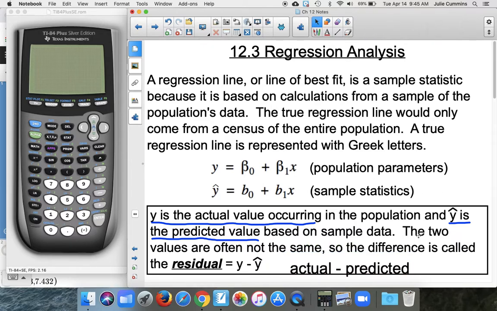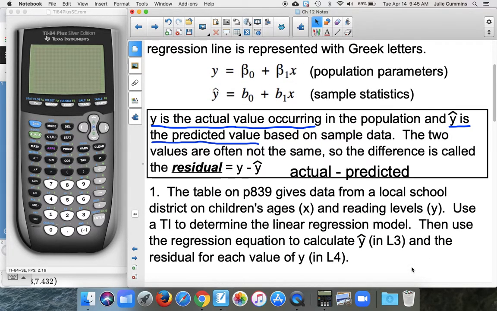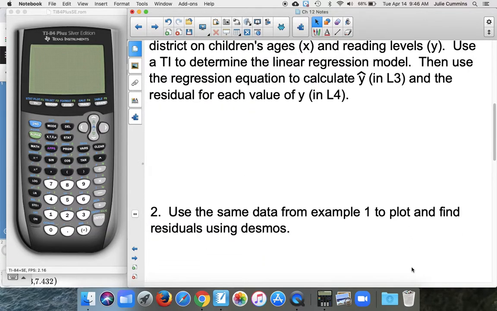I want to show you this on Desmos. Desmos does a really good job, and your calculator can do it all too, it just takes a little bit more work. We're going to look at the table on page 839 in your book. It has data for children's ages and their reading levels. First we're going to do this on Desmos and find the residuals. It's actually number 2.